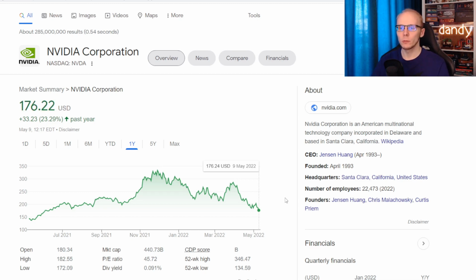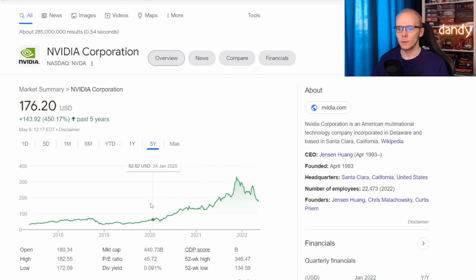and over the last 5 years the stock price did quite well, going from $32 in 2017 up to $176 now, higher by 450.17%. So NVIDIA is now the largest semiconductor name with a market cap of over $440 billion. But even after this year's sell-off, the stock is quite high with the price to earnings at 45.72, and they are paying a relatively low dividend now at 0.091%.